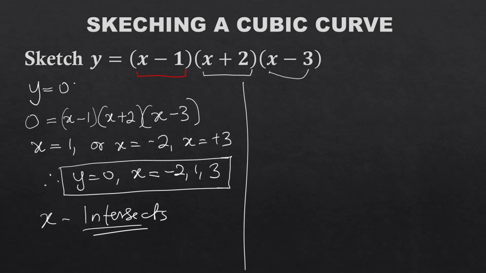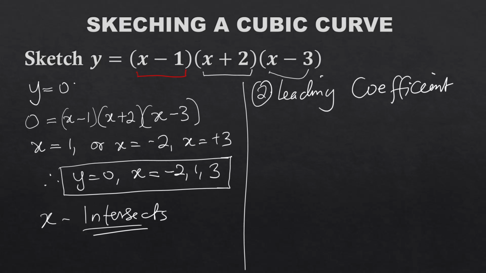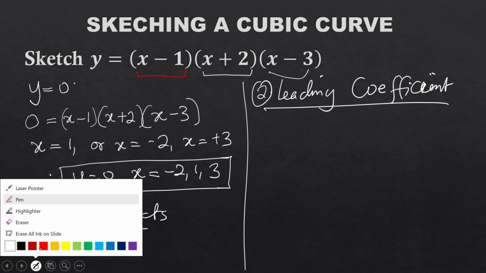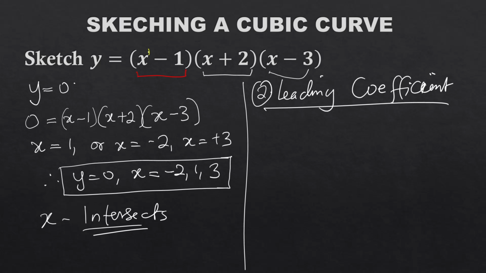So the next thing I'm going to ask myself about is the leading coefficient, and this is going to be my step 2. What is the leading coefficient? I want to find out the highest power of x. The highest power of x can be found by adding these: this is power 1, this is power 1, and this is power 1. So y is going to be x raised to power 3. Therefore, the leading coefficient here is 1, the coefficient of the highest power.